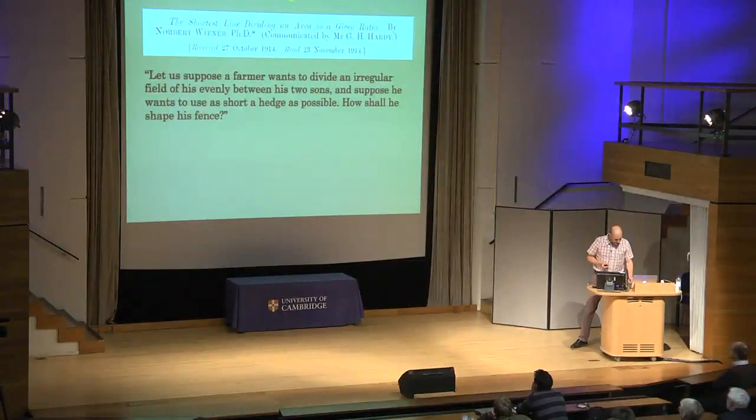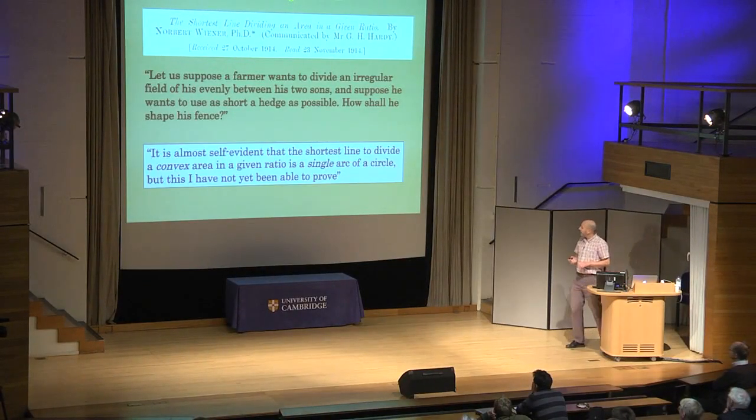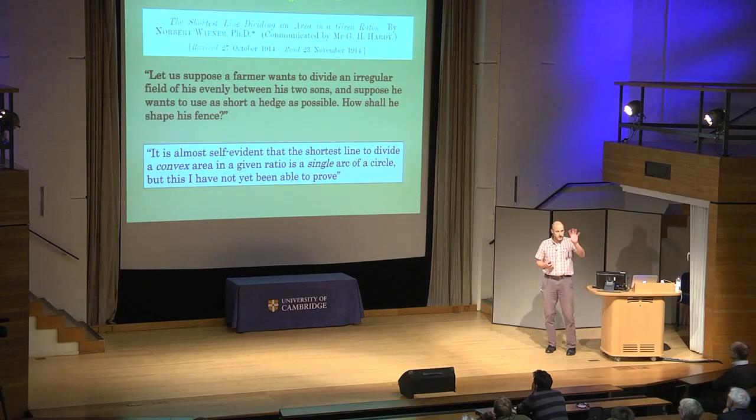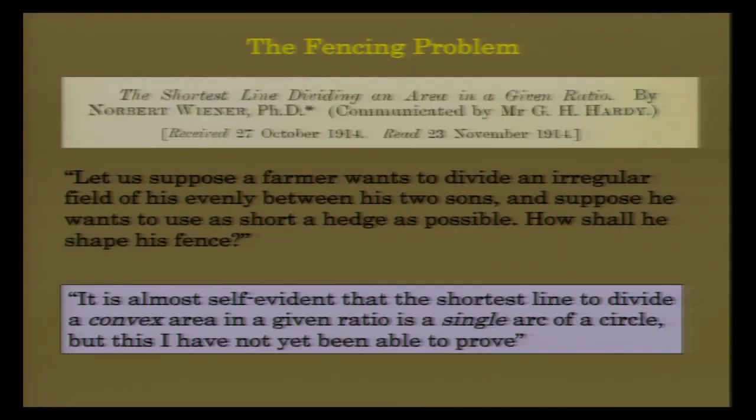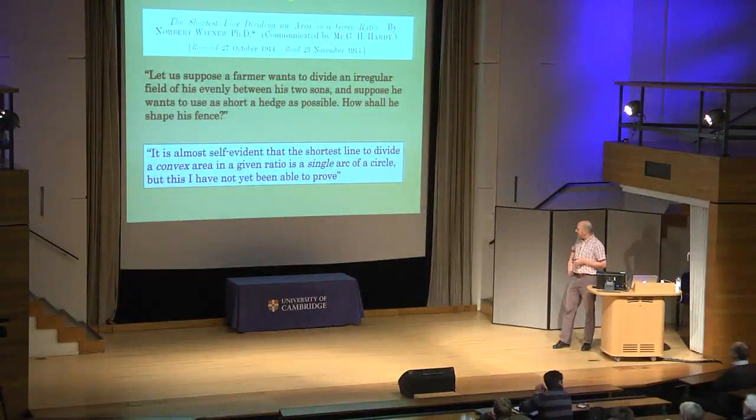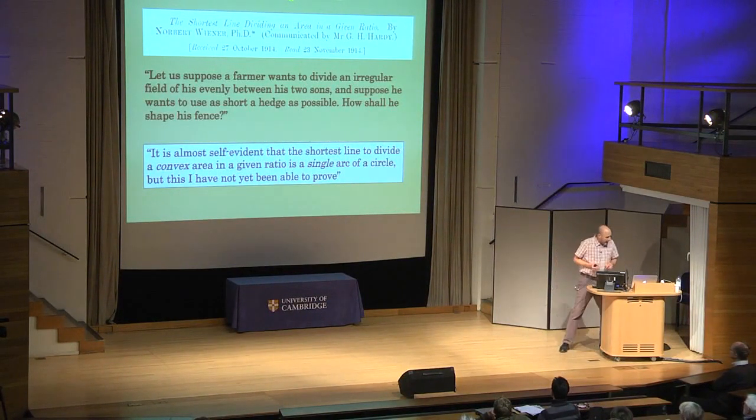And so in this paper, Wiener works out the solution for circles. So if your field is a circle, how would you divide it? And he finishes his paper saying it is almost self-evident that the shortest line to divide a convex area in a given ratio is a single arc of a circle, but this I have not been able to prove yet. So it is, I'm sure you agree, almost self-evident.